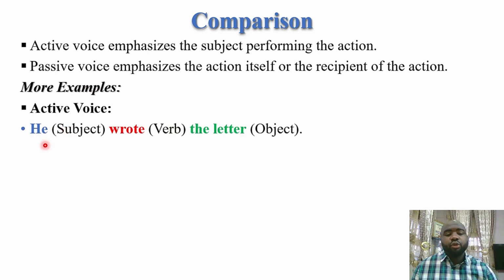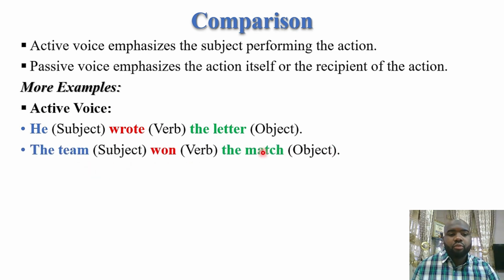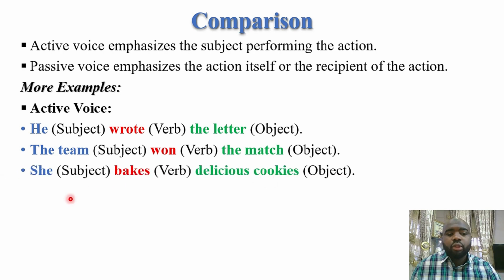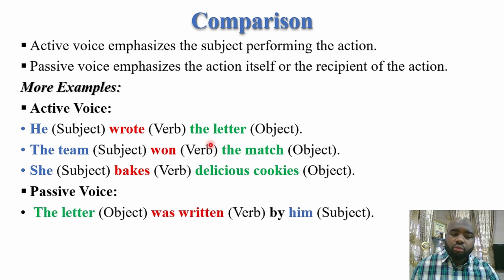For example, he wrote the letter. This is active voice. He wrote the letter. The team won the match. She bakes delicious cookies. These examples are active voice. Now let's see them in passive. The letter was written by him.